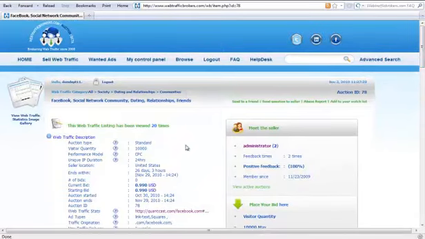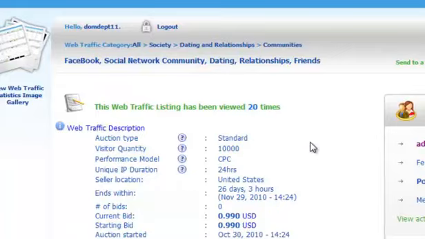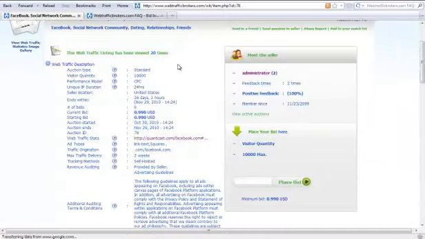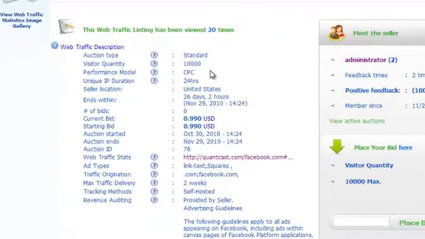I'd like to touch a little bit about how to place a bid on a standard auction and how to place a bid on a Dutch auction. Okay, let's discuss standard auction bidding. Again, this is a standard auction, 10,000 visitor quantity, performance model CPC. Current bid is 99 cents and starting bid is 99 cents. So you can place a bid of 99 cents or anything above that.